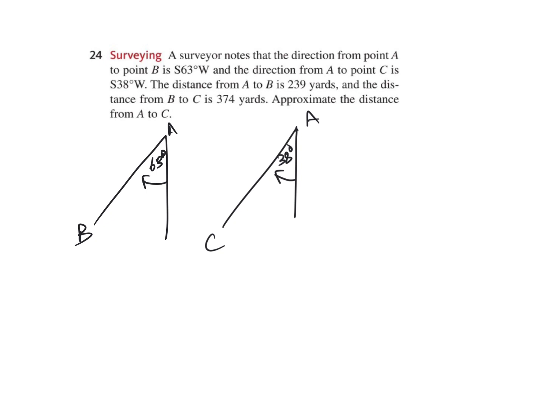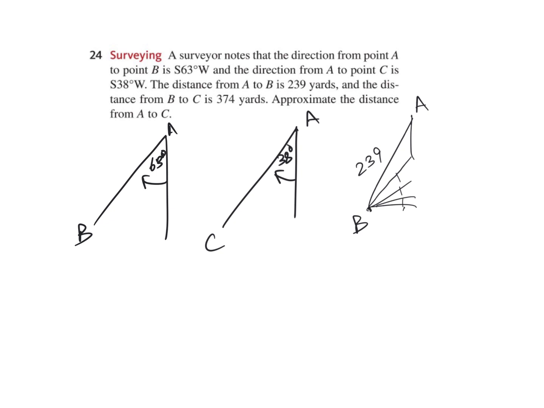Okay, so here's what we're looking at here. Distance from A to B is 239. Okay, so there's A and there's B. And the distance from B to C is 374. So if I put this here, that's not going to work. If I put it anywhere here, all of these lines are shorter than 239.